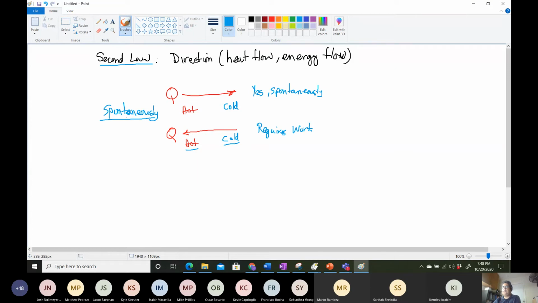So another example of direction. Let's suppose, why did I do that? Shoot. All right, here we go.